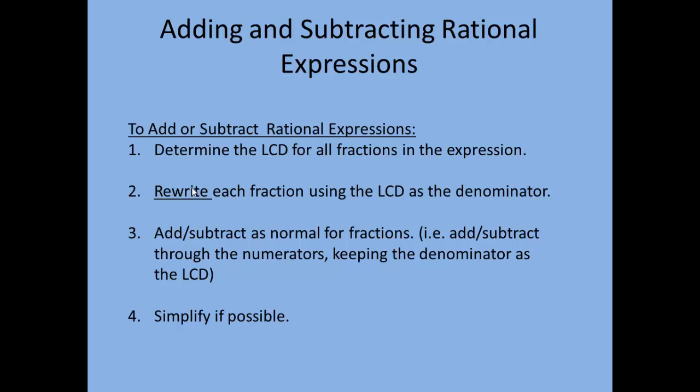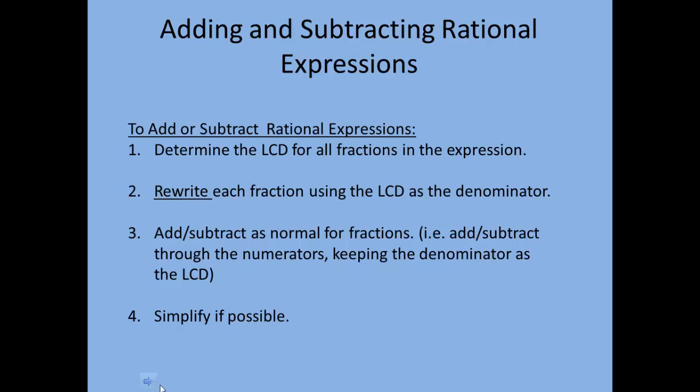Step 2, and it's important you realize this, is a rewrite step. You're going to rewrite each fraction using the LCD as the new denominator. So each fraction has to have the LCD as the denominator before you're allowed to add or subtract them. Once you've rewritten each fraction, now you want to add or subtract as normal for fractions. This means you add or subtract through the numerators, and you keep the denominator as the LCD. And then your last step is to simplify if possible. So if you can reduce at the end, you should.